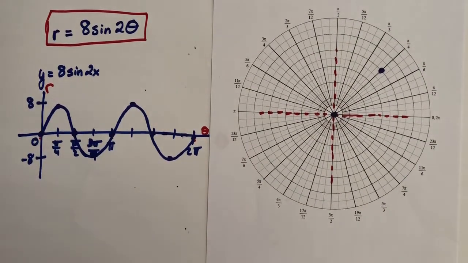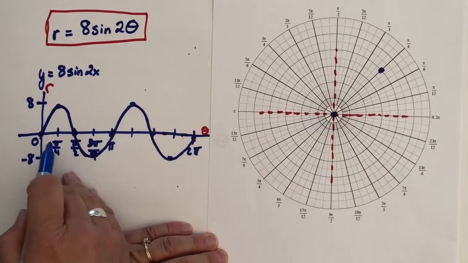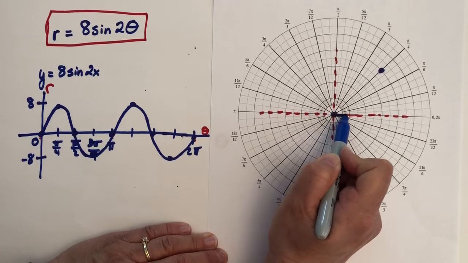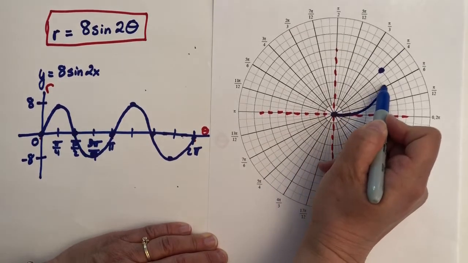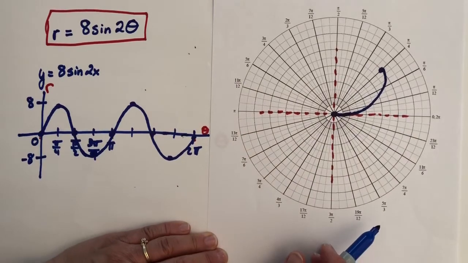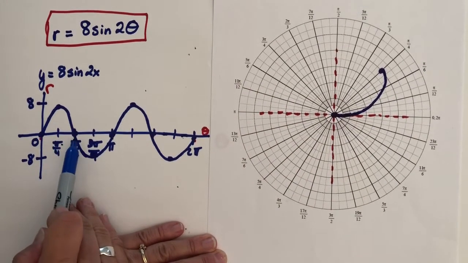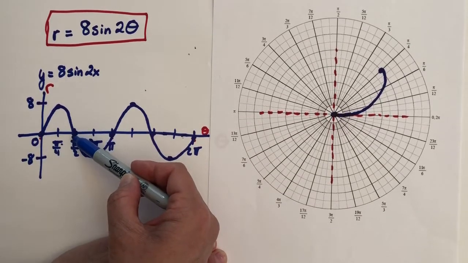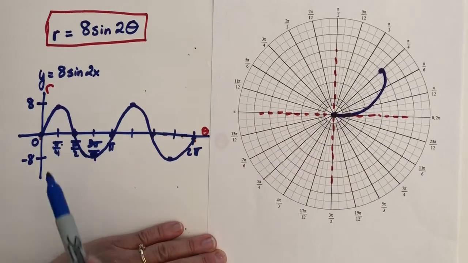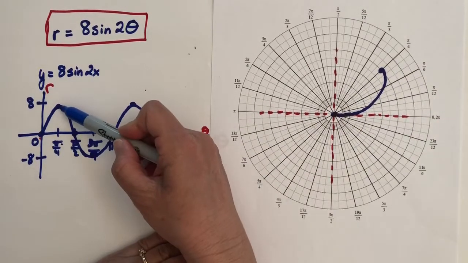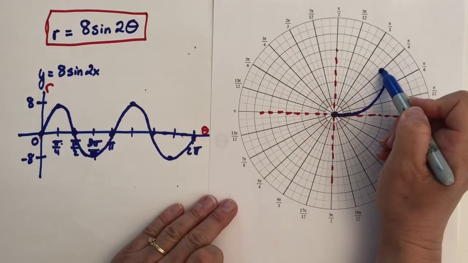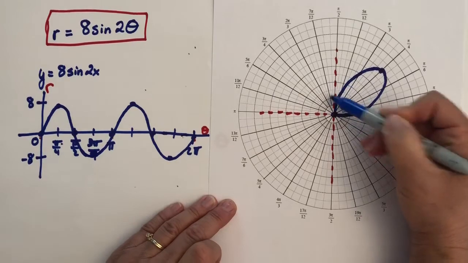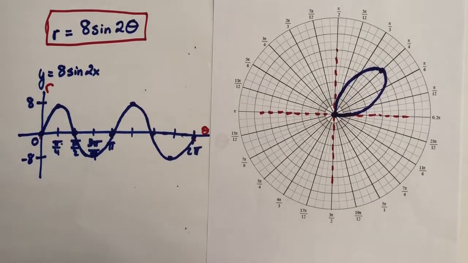So let's draw our curve. From 0 to pi over 4, the r value gets bigger and bigger. It's tangent to this. That means it's kind of running along this, but it's going to curve in this direction. From pi over 4 to pi over 2, the r values get smaller and come back to the origin, or to the pole, where r is equal to 0. So my r values get smaller and smaller, and then it will be tangent to this line. And I have one petal of my curve.